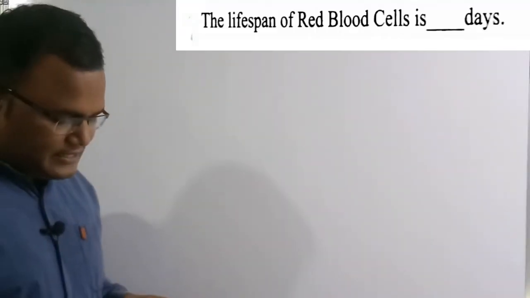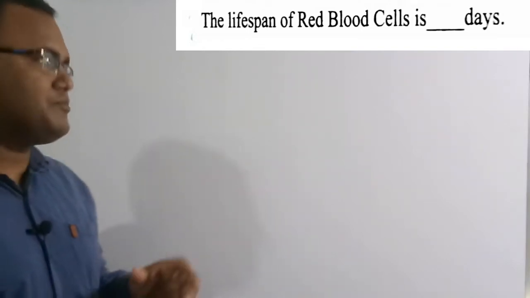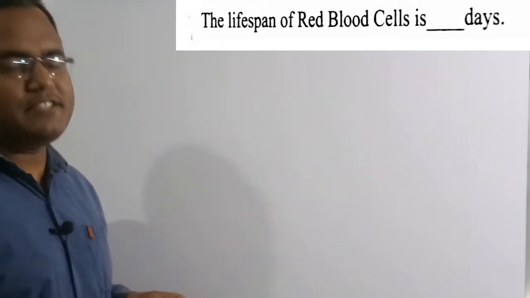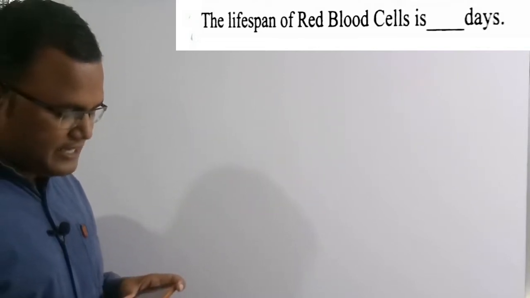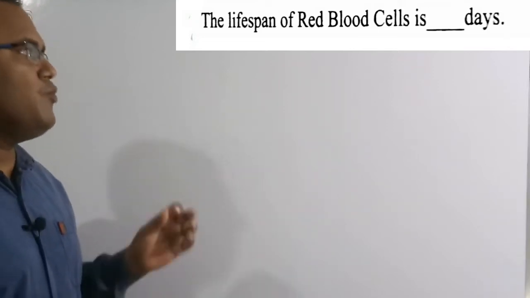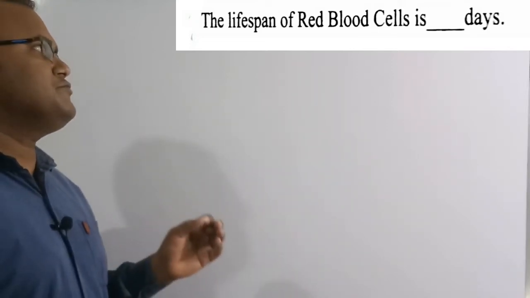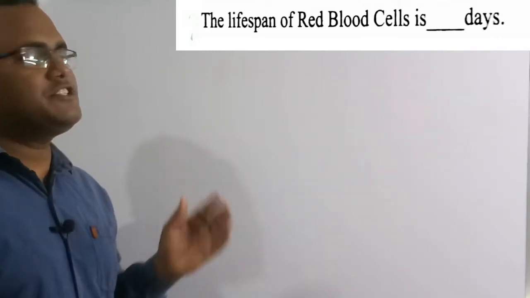So now we are going to solve the 11th question. See the question here. The lifespan of red blood cells is dash days. So what is the lifespan of the RBC, means red blood cells? Option A 60 days, option B 120 days, option C 90 days, option D 150 days. So out of the four options, option B 120 days. So therefore the lifespan of the RBC is 120 days. So let's discuss some more facts about this one.